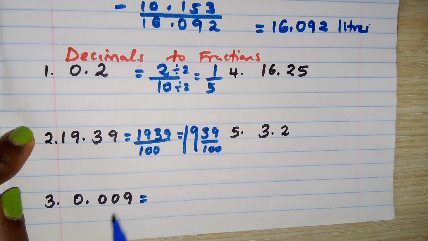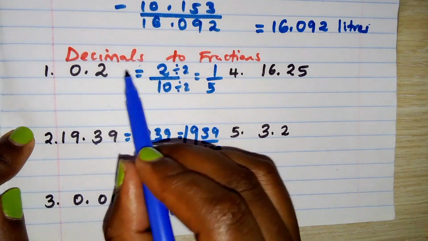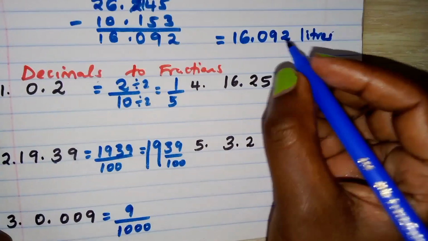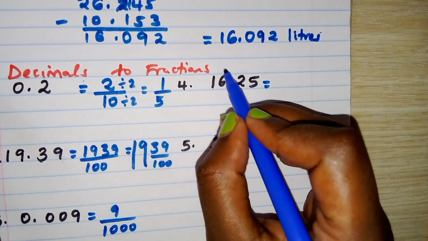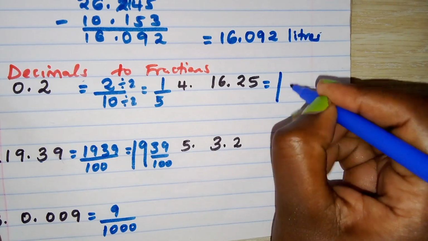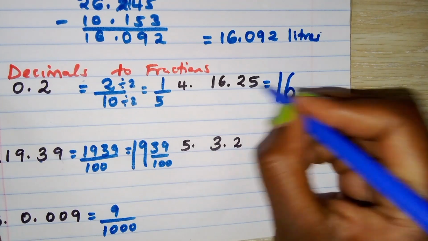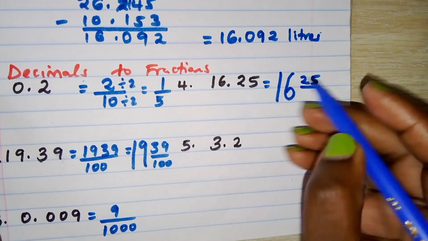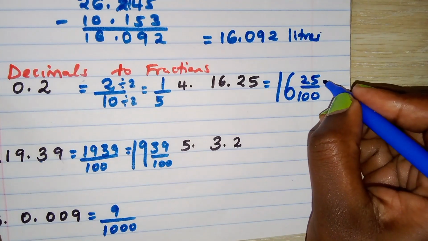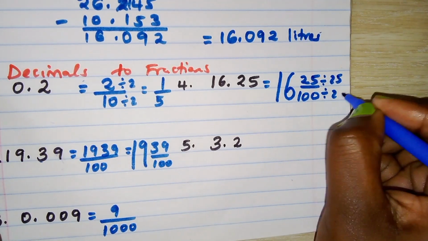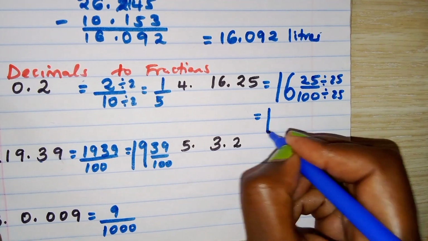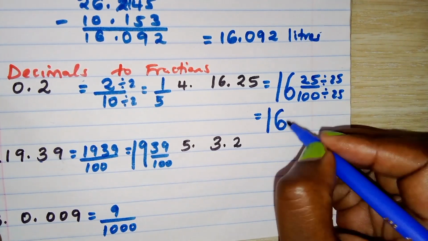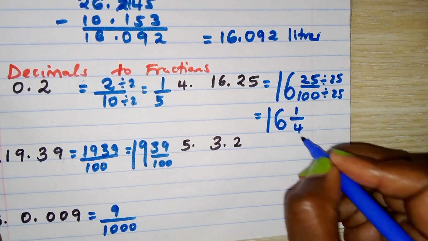Number 3, we only have 9, and it's out of how many decimal places? 1, 2, 3. So out of 1,000. You've seen that the number before the decimal point will be the whole number. So you start with a 16, and then it will be 25 out of 100, so we do 2 zeros. Both numbers can be divided by 25. We have to simplify the fraction. So this becomes 16, 25 divided by 25 is 1, out of 4.